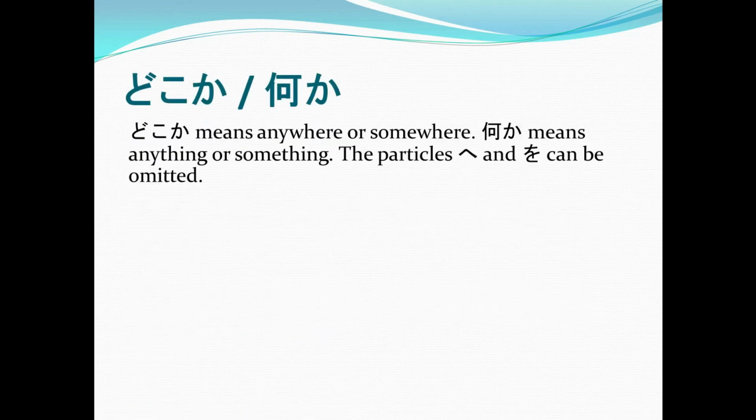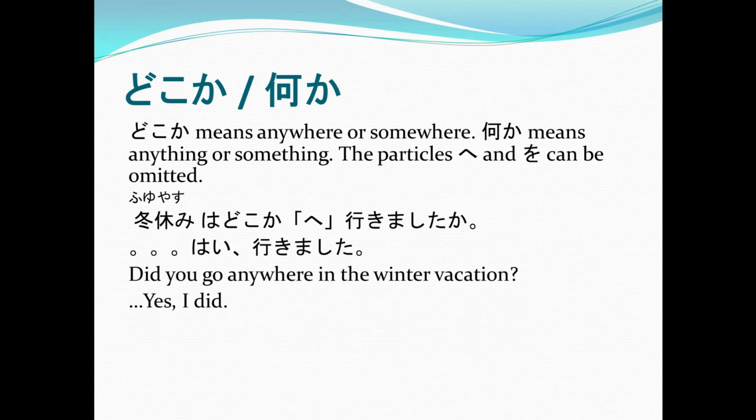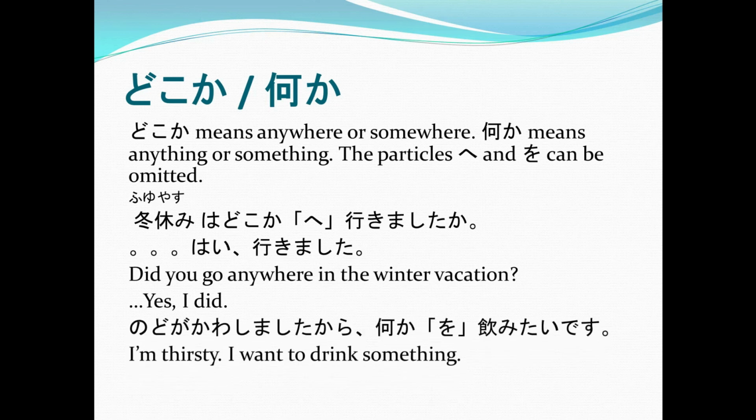Now let's talk about doko ka and nani ka. Doko ka means anywhere or somewhere, and nani ka means anything or something. So the particles e and o can be omitted when you use doko ka or nani ka. Example, oyasumi wa doko ka ikimashita ka? Again, oyasumi wa doko ka ikimashita ka? Or, did you go anywhere in the winter vacation? And of course, the answer could be, Hai, ikimashita. Yes, I did.